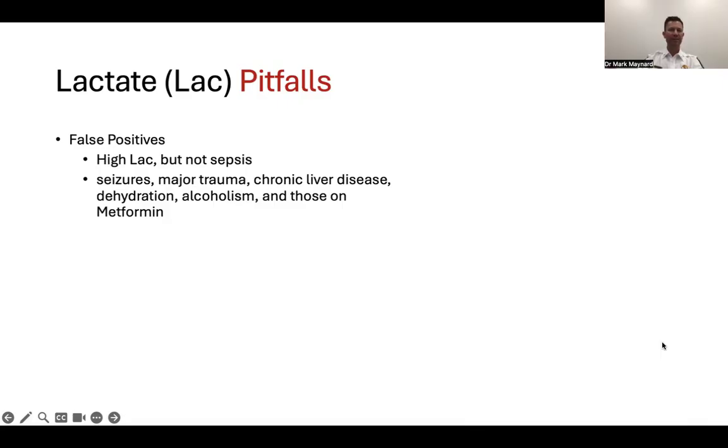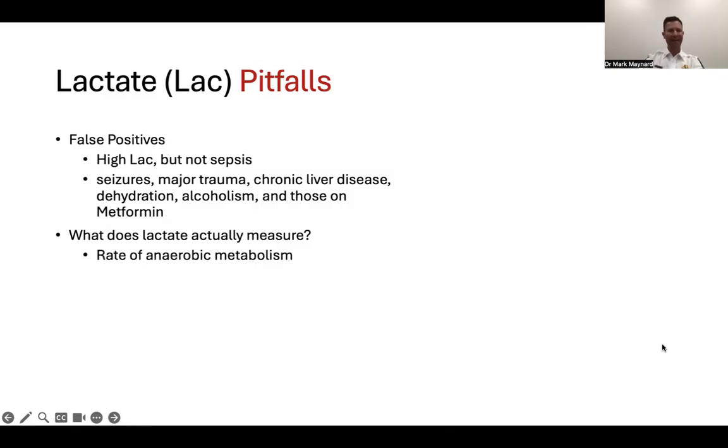All right, what if a patient had a seizure? Yeah, they're going to undergo anaerobic metabolism and produce a lot of lactate. Just like if you were to exercise, you could get your lactate up pretty high. Major traumas, because of lack of blood flow, the patient is going to have a high lactate. A cirrhotic patient, chronic liver disease, is going to have a high lactate at baseline. Also, if the patient is very dehydrated, has alcoholism, or is taking metformin for reasons we won't go into, they can also have high lactate.